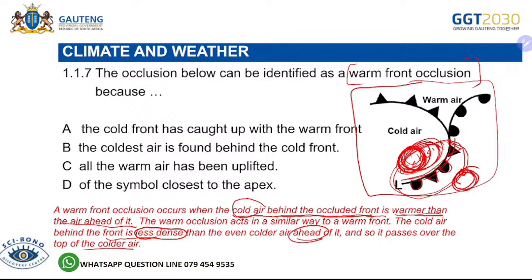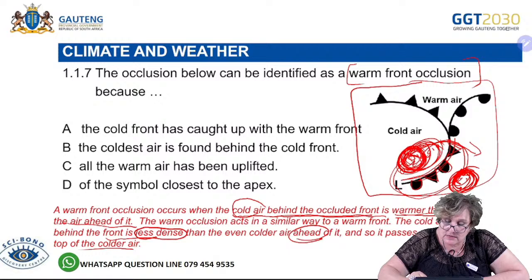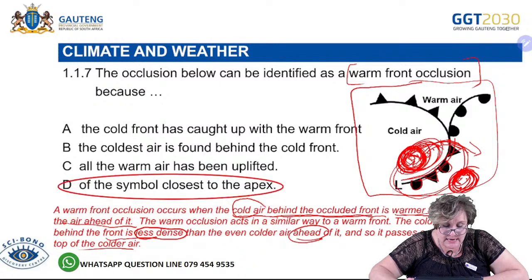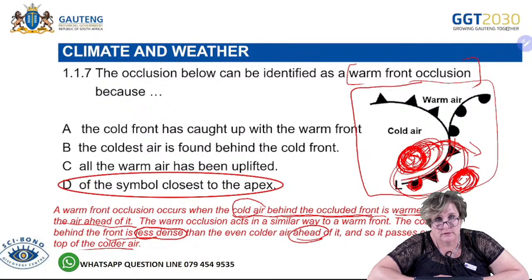So I have this situation where the air behind the occlusion is cold, but it's warmer than the air that is here. This air is lighter, so it will lift easily, and it will force and rise above the colder air. This is the colder air, so it is dense, so this warmer air will lift above that. Therefore, it is D, the symbol closest to the apex. There is the apex, and there is my warm front.